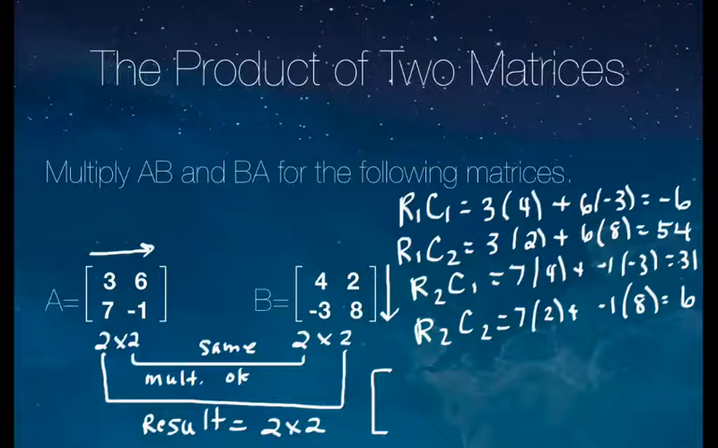2 by 2 has positions. It's row 1, column 1, row 1, column 2, this is going to be row 2, column 1, and this is going to be row 2, column 2. Now, I don't need to write this out, but this is how we organized ourselves in doing all this multiplication.